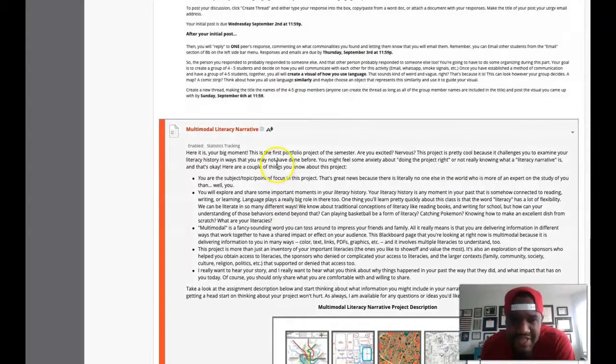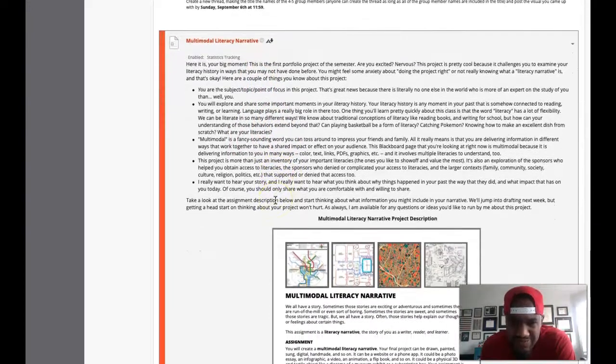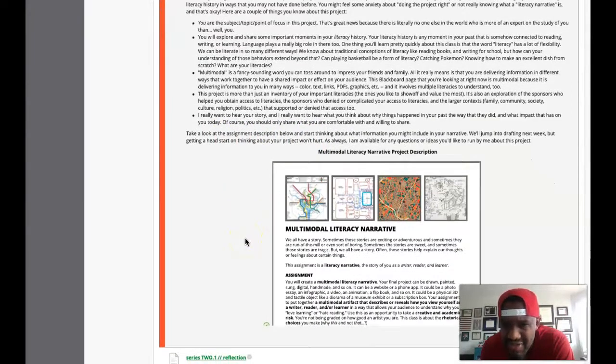All right. This is one of your big projects, big part of the portfolio. This is the multimodal literacy narrative. We're going to talk more about this the following week. So this is just kind of an intro to the multimodal literacy narrative project. It just says to take a look at the assignment description below and start thinking about ways that you can include the information into your narrative.